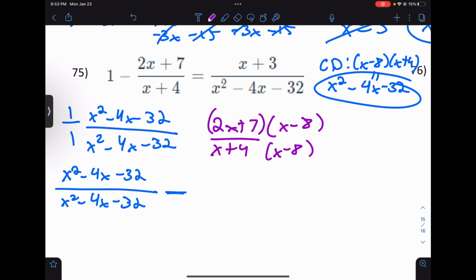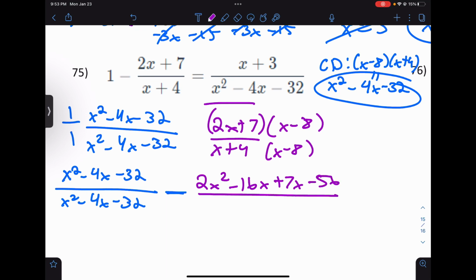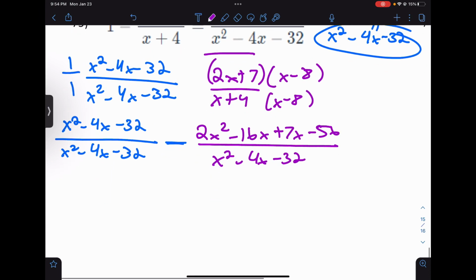Now, this is a foiling one, right? We've got a binomial times a binomial on top. So we've got to FOIL that out. So we're going to end up with 2x squared minus 16x plus 7x minus 56. All right, and then that's all over, and again, we know if we multiply this out, we get that. So that's what I'm going to write. We get x squared minus 4x minus 32.